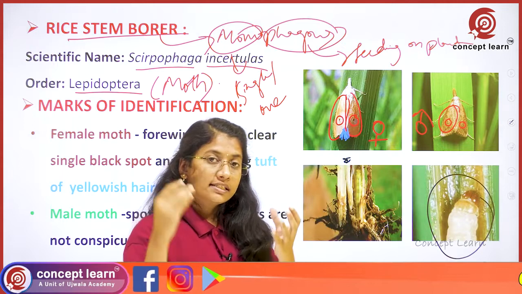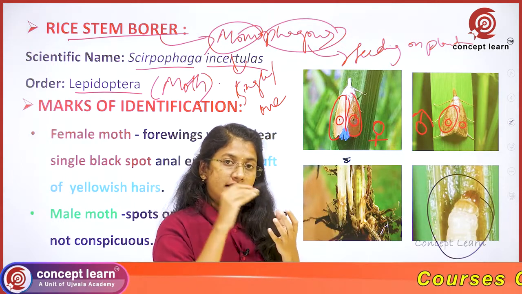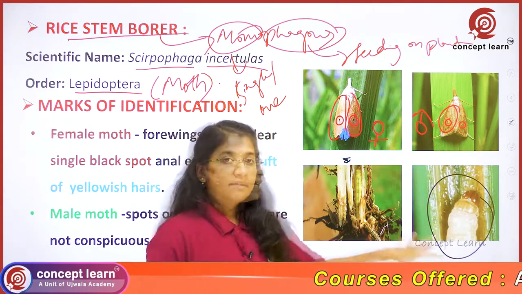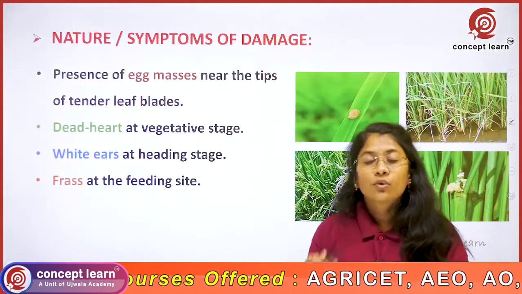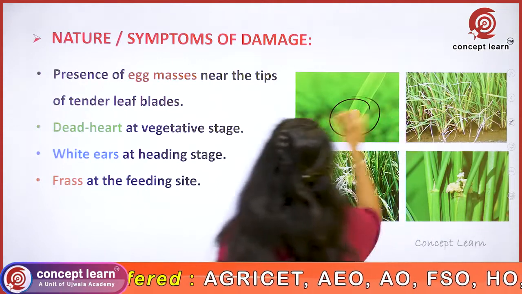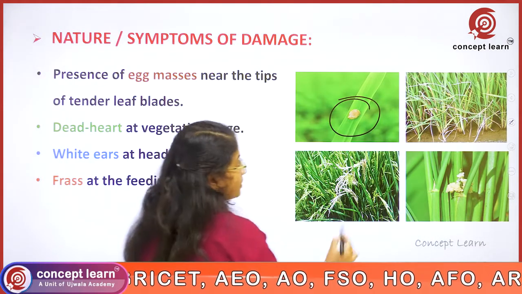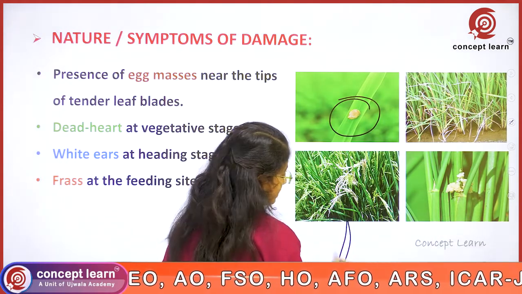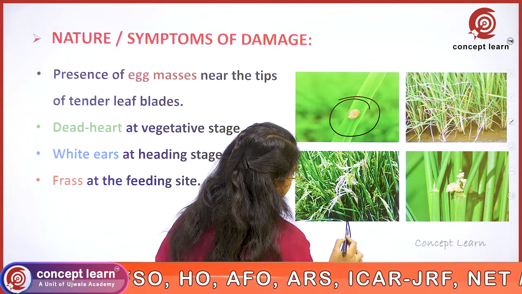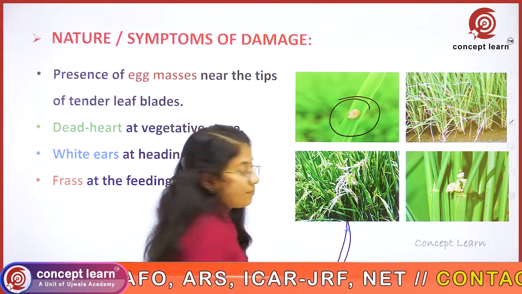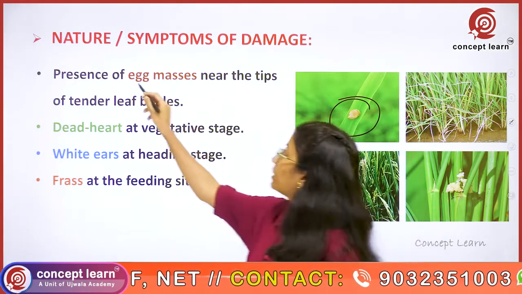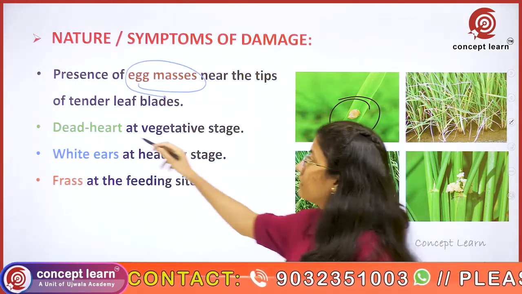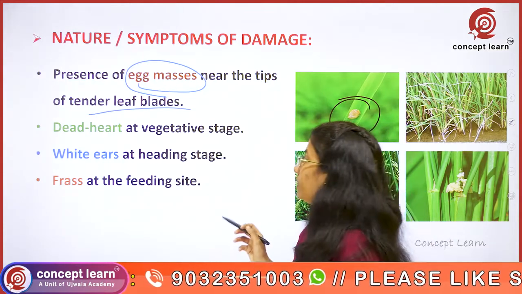As it is making a hole and boring inside the stem region, it is known as the stem borer, and hence the name rice stem borer. How is it going to enter? Here you see the leaf blade tip. On a single leaf, towards the end of the leaf blade, we will find eggs. These eggs are usually laid in clusters, meaning they are laid in groups. That is, egg masses are laid near the tips of the leaf blades.